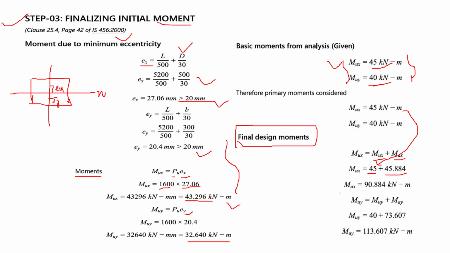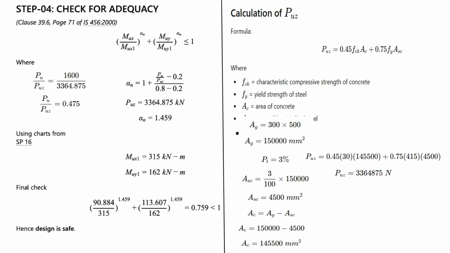Similarly, you will get the final moment MUY. So overall, the moment that is coming about the y-axis, that is the MUY, is 113.607. So you have to design the column for this moment. Okay. I hope it is clear.